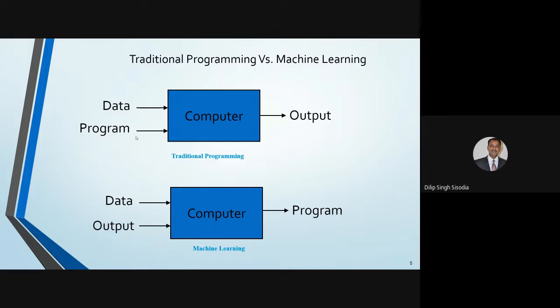set of rules on how to extract. So this is the fundamental difference between traditional programs and machine learning programs. In a traditional program, we get the output, but in a machine learning program, we get the rules, or we can say we get the program.